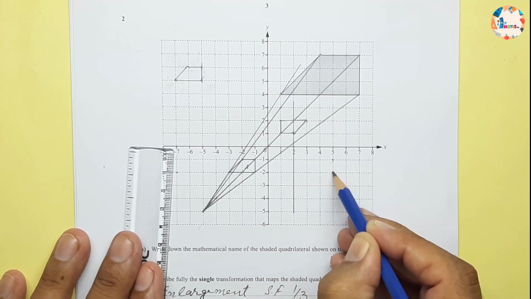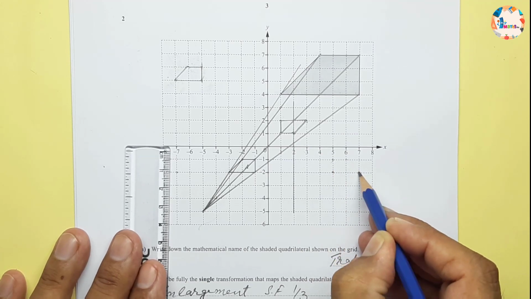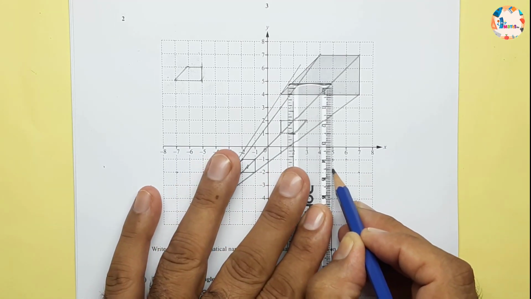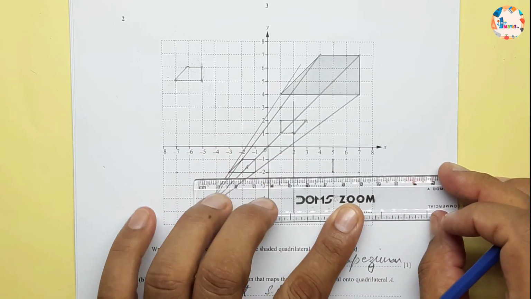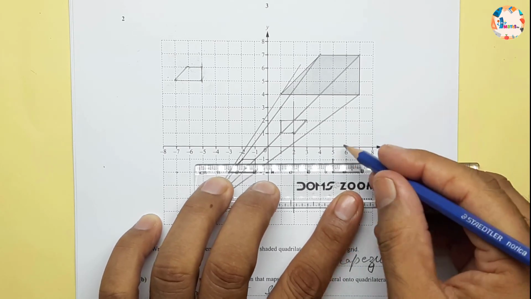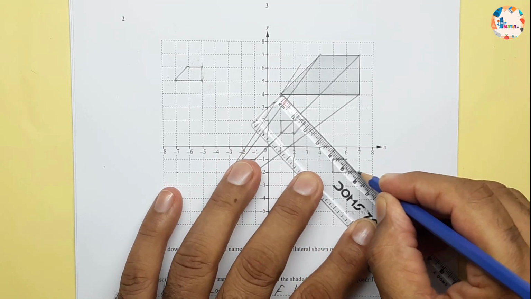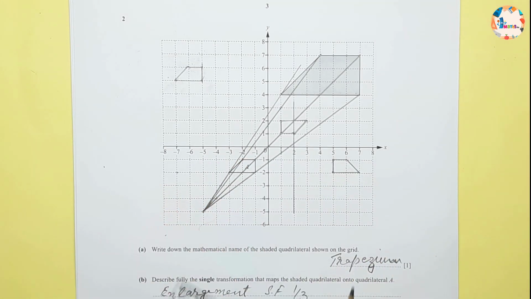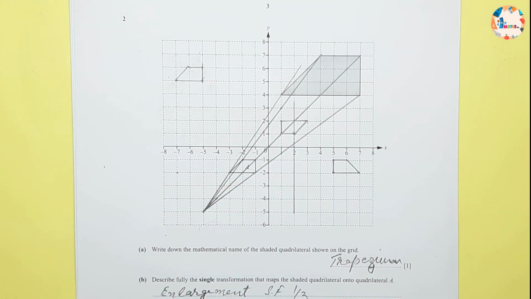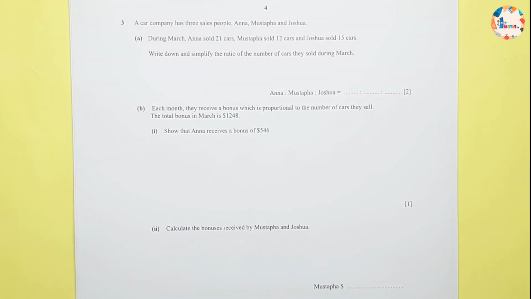This one, and this and this. So this will be a reflected image of this trapezium A, and the x is equal to 2 line. This is done.